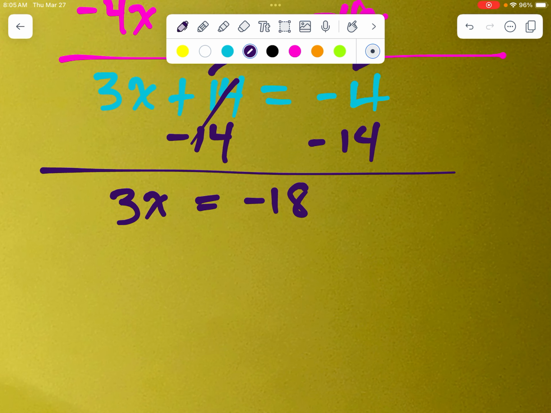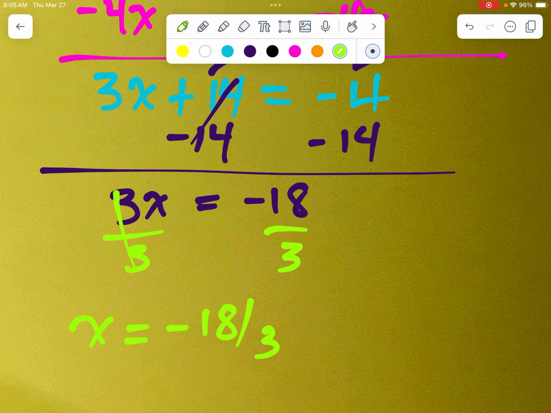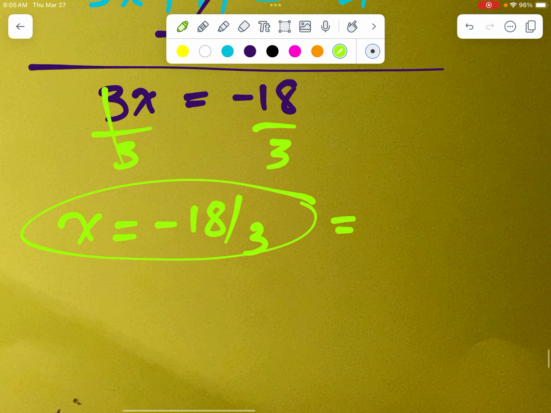Our last step, we're going to divide by 3. Divide by 3. X equals negative 18 divided by 3. I'm just going to leave it as a fraction. You can convert that to a decimal if you want. In fact, you can reduce that. That is negative 6. Negative 18 divided by 3, so x equals negative 6.